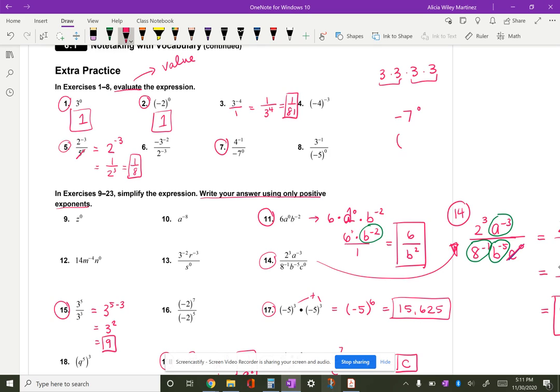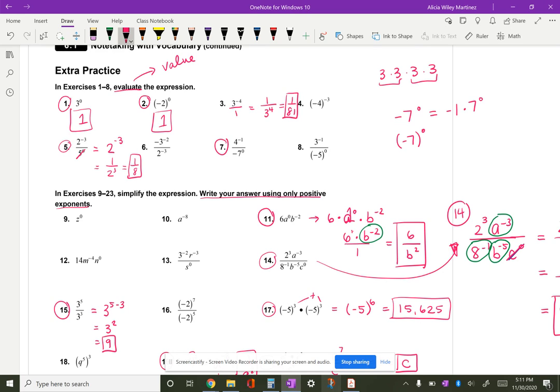If the negative is not contained in a parenthesis, it's going to give you a different answer. When you have a negative without the parenthesis, like you see here, that really means that you have a negative 1 times 7 to the 0 power.